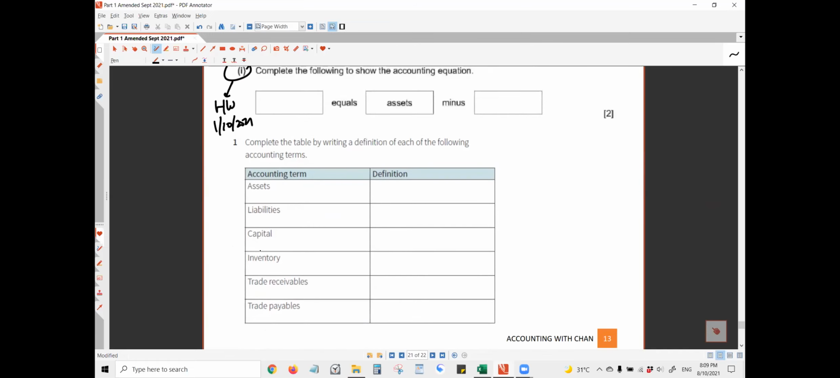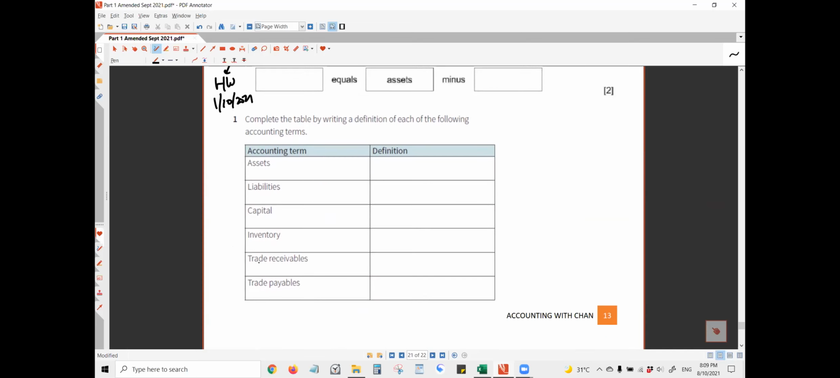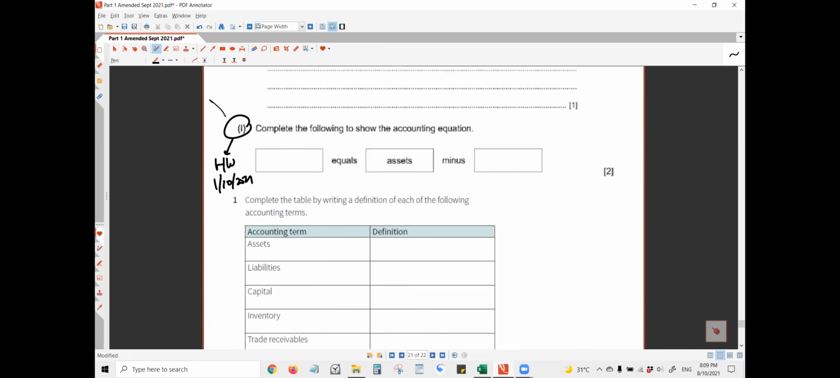And then question 13, so page 13, question I here. Complete the following to show the accounting equation. This is also easy. But there are two versions of answers here. Because this is equal, right? This is minus, right? So if you come up with the three versions of the equation, then you would notice that you can have two different sets of answers here. So whichever you write is up to you.